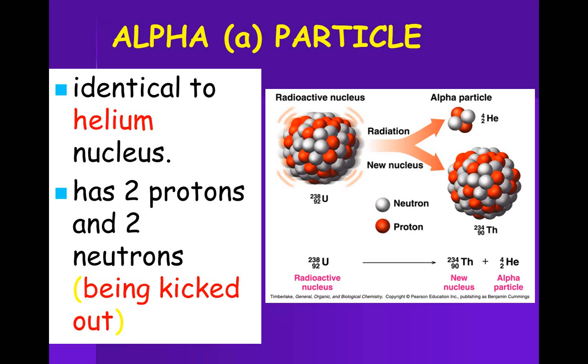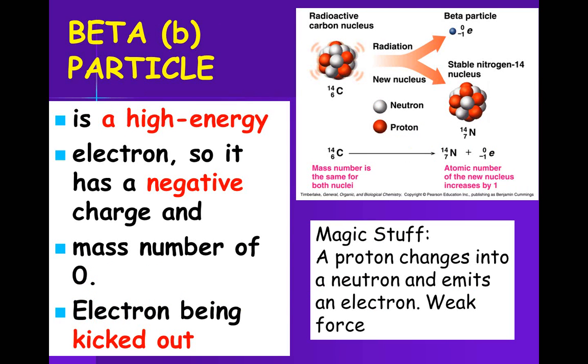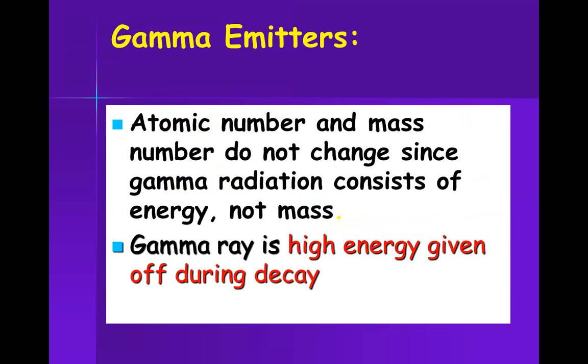Alpha particle, identical to the helium nucleus, 2 protons and 2 neutrons being kicked out of the nucleus. Beta particle is magic. It's kind of Harry Potter-ish. Here's where a neutron switches up, becomes a proton, and emits an electron. Gamma is just pure energy. So the mass number stays the same. There aren't any more or fewer protons and neutrons here. Mass number stays the same, just energy.